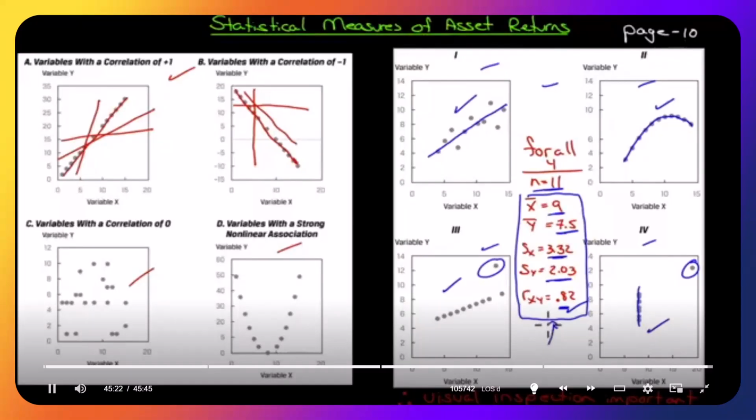Because just looking at this, I could say, well, I have 4 data sets and I get this out of all 4 data sets. You would say to me, you're looking at the same data set 4 times. And I could say, no, I'm not. You'd say, well, what are the chances of that happening? Well, here it is right here. Therefore, at the bottom of the screen here, visual inspection is important.